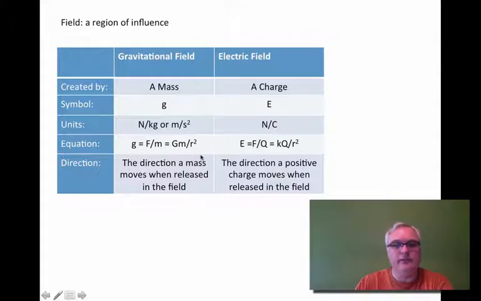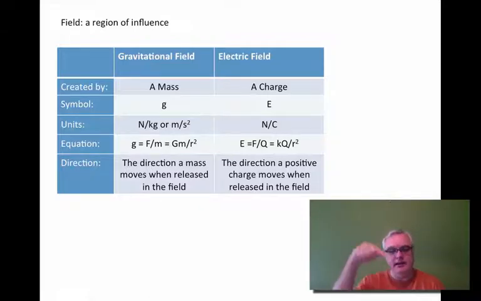So how do we determine the direction of a field? Well, for a gravitational field, it's quite easy. I take a mass, this pen, and I see which way the mass moves when I release it in the field. So the direction of the gravitational field here in my apartment is downwards. That's the direction the mass moved.